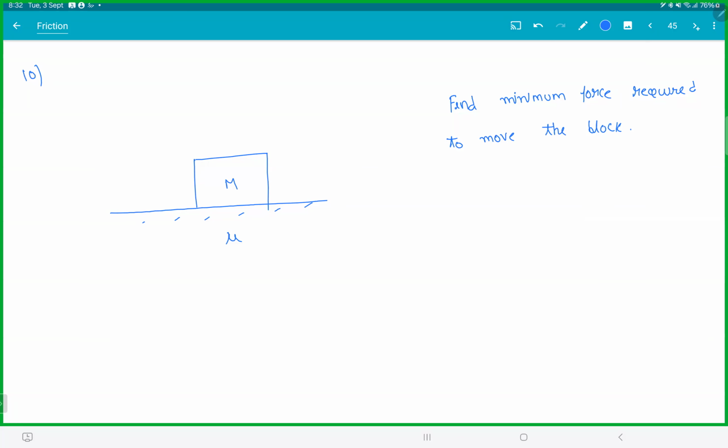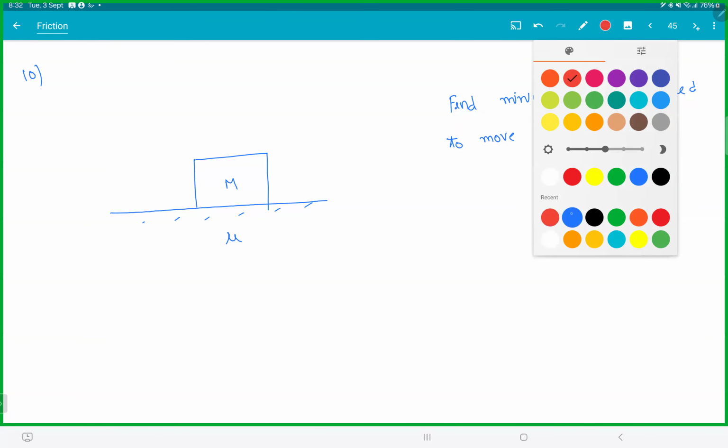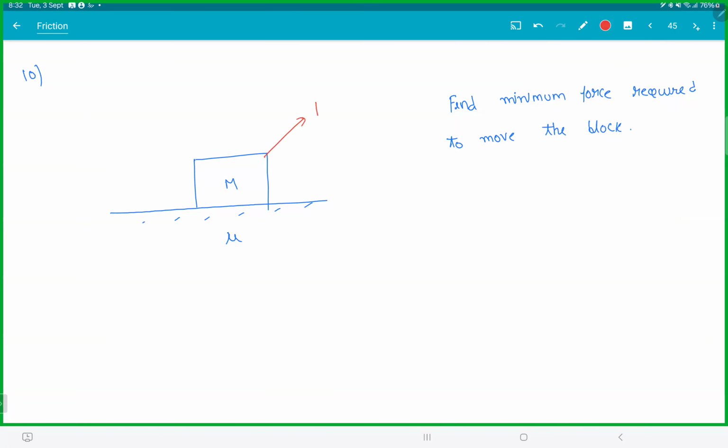I'll give you a hint. See, did I ever tell you the force is horizontal? That is how it is. Who told you need to apply horizontally? So start like this. Apply a force F at an angle theta. So for different thetas, you get different forces. I'll tell you the reason. See, when you apply F at an angle, there'll be a vertical component F sine theta. Because of that, normal reaction will decrease. Because of that, friction will decrease. Right?